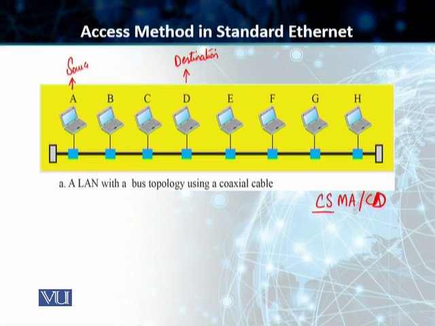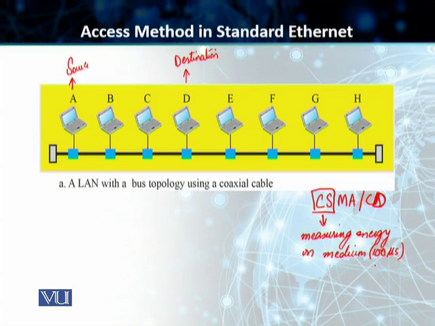CSMA-CD, and the first part of this is carrier sense. So station A will sense the medium before it sends anything. And what it essentially does is measure the level of energy on the medium. So your carrier sense is actually measuring the energy on the medium. And this is done for at least 100 microseconds.